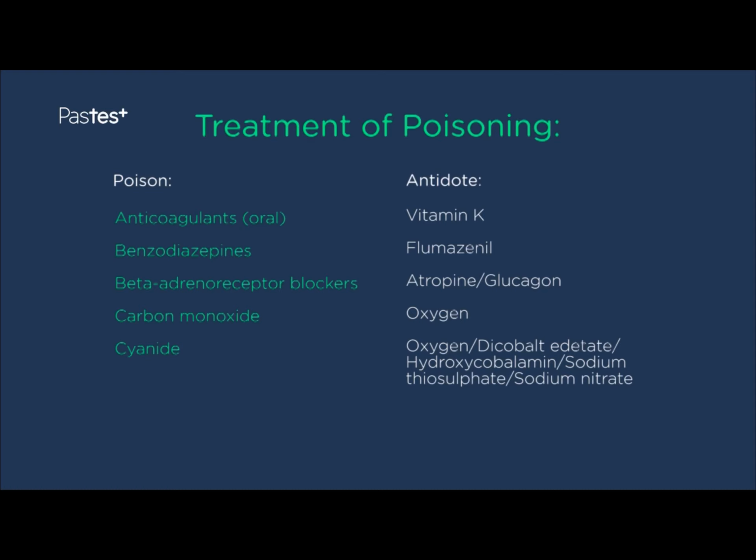But other antidotes to consider when we're treating with poisons: if you have oral anticoagulants such as warfarin, if the INR is greater than 8 and there is bleeding, you can give vitamin K, which is an antagonist to warfarin. For benzodiazepines, you can give flumazenil. For beta blockers, you can use atropine and glucagon. And for carbon monoxide poisoning, you can use oxygen, or hyperbaric oxygen is preferred.